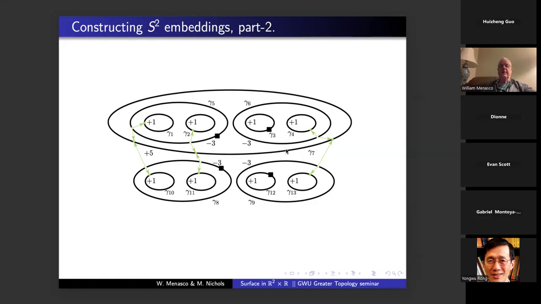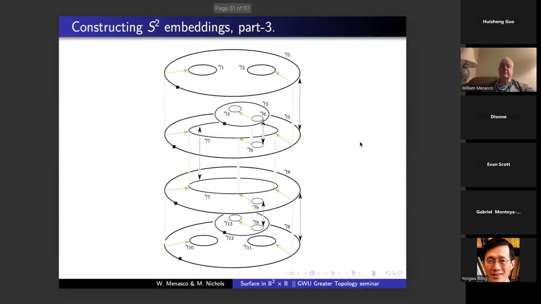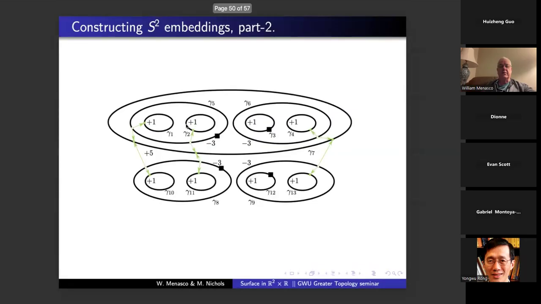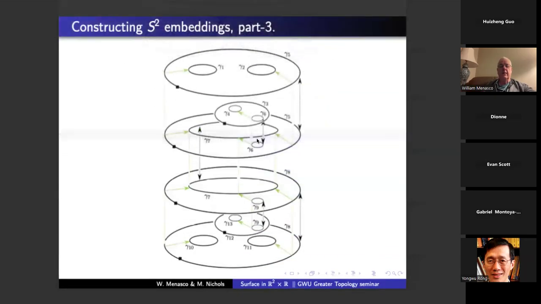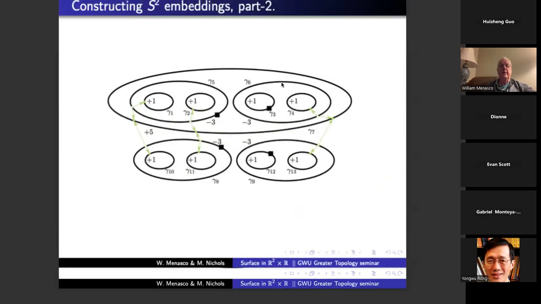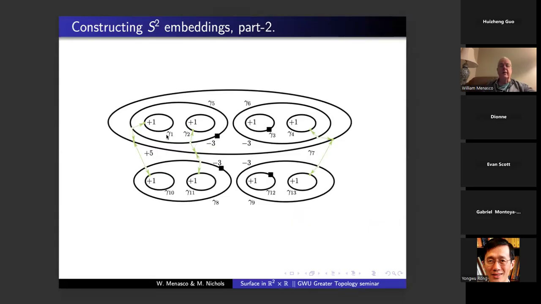So here's the embedding, and you're just stacking it. This is actually in R3, R2 cross R. And what you're doing is you're stacking those regions that you had back here. This is like gamma 1, gamma 2, gamma 5. And this is gamma 1, gamma 2, gamma. So it's this pair of pants right here.